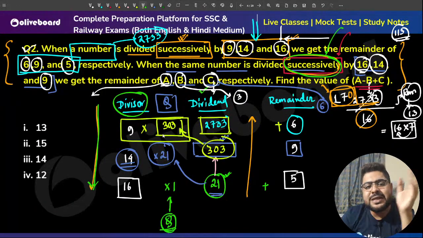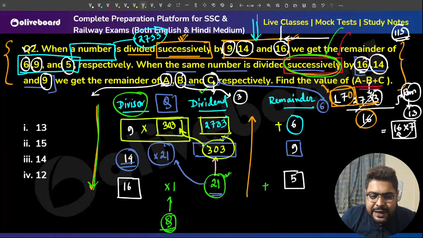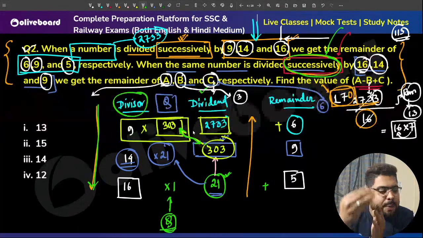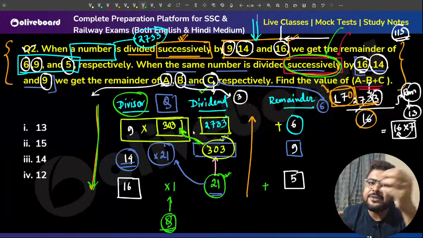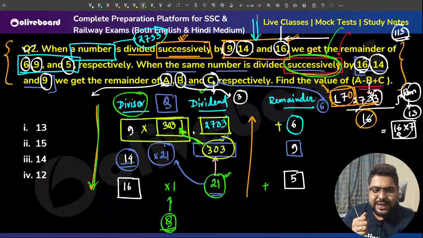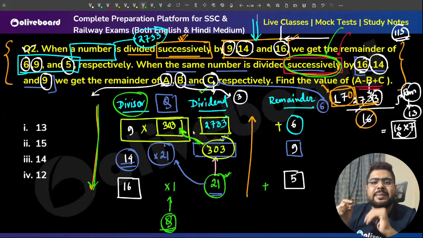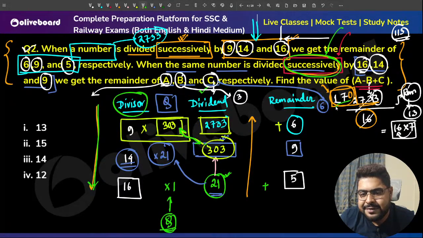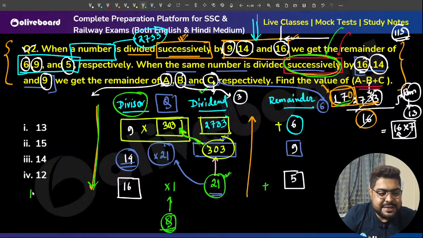Whatever is my quotient, dividend was becoming my quotient. So if I go in the opposite direction, the quotient will become my dividend. So the quotient is 170. So it became easy, sir. 170, then this I'll divide by 14.